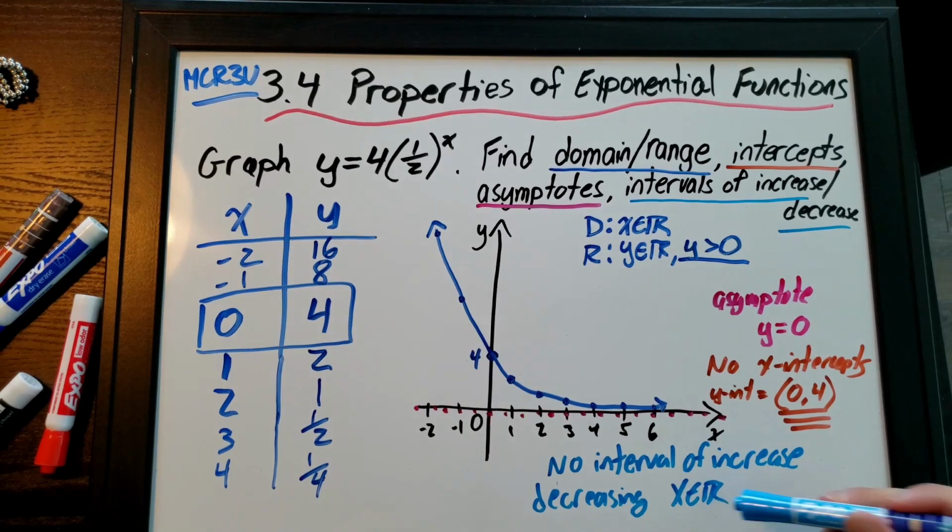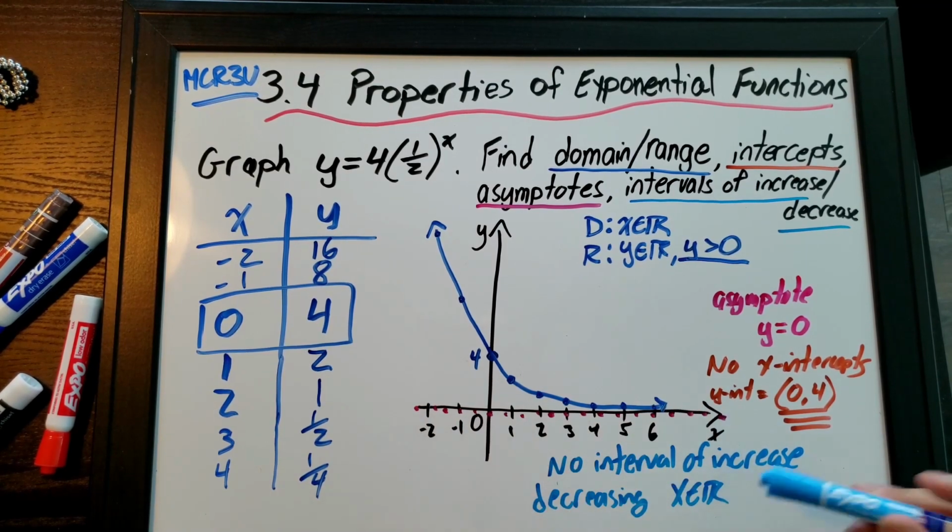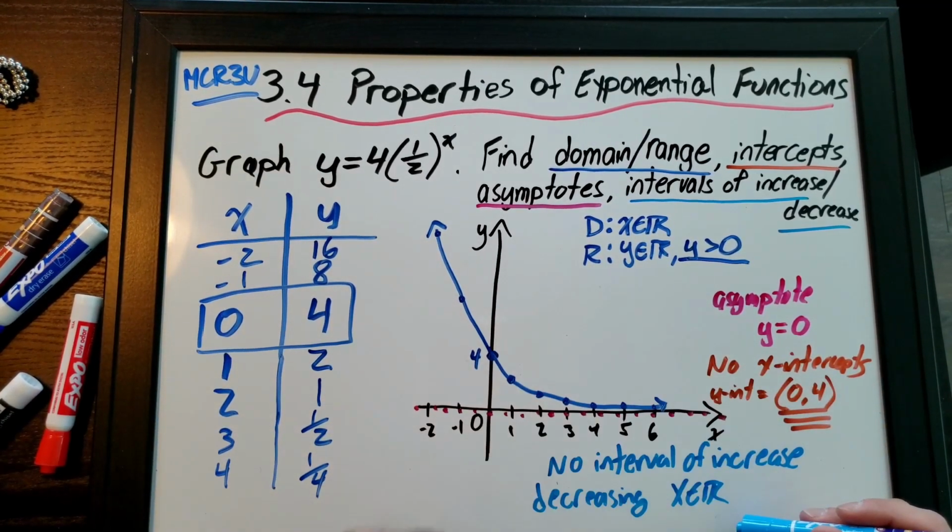This means that for every single x value, every single real number of x, negative infinity, 4, 6, plus 1,000,006, 0.04, every single value, this function is decreasing from left to right.